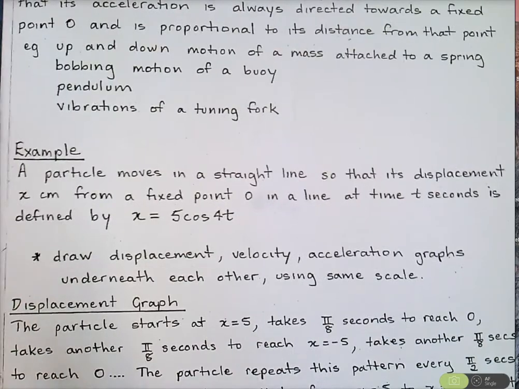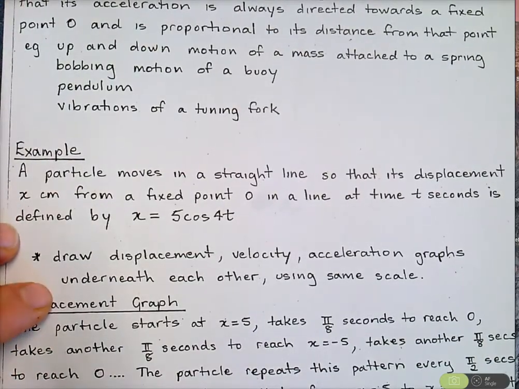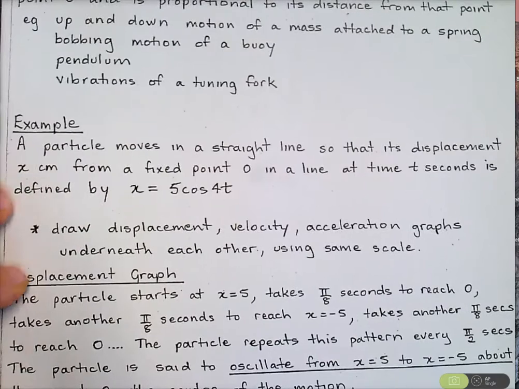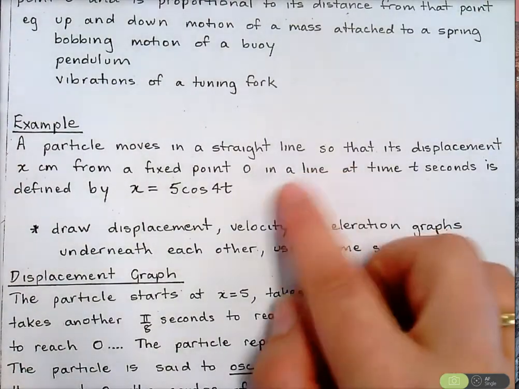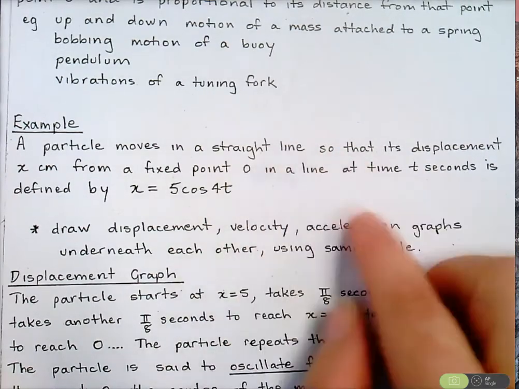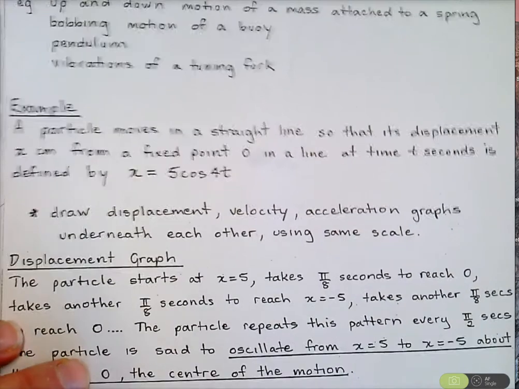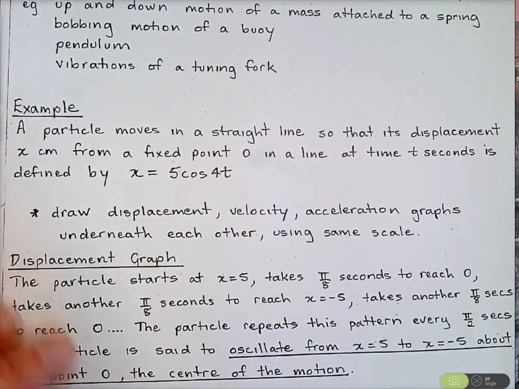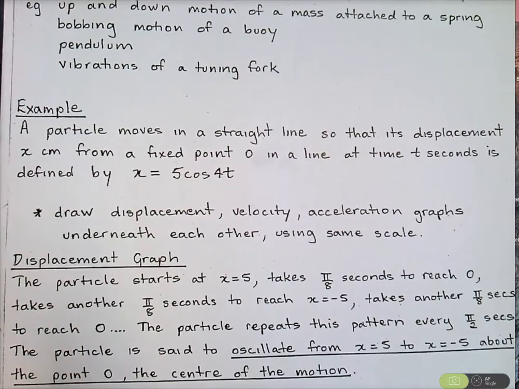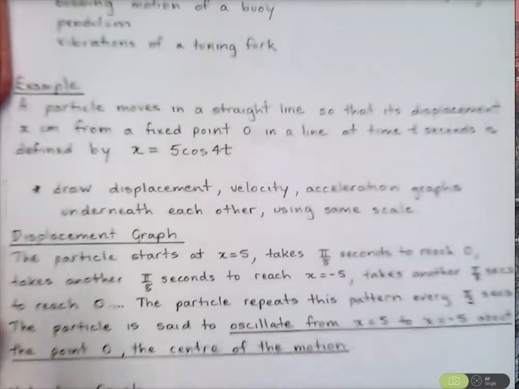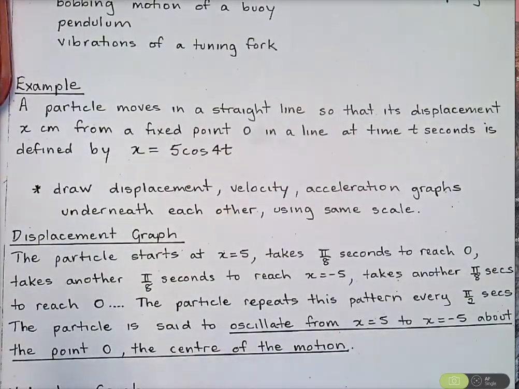So the first example we're going to look at is a particle moving in a straight line so that its displacement from the fixed point, which is the origin, at time t seconds is defined by x equals 5 cos 4t. We're going to draw displacement, velocity and acceleration graphs underneath each other using the same scale. We're going to do our graphs first and then we'll come back and talk about the displacement.